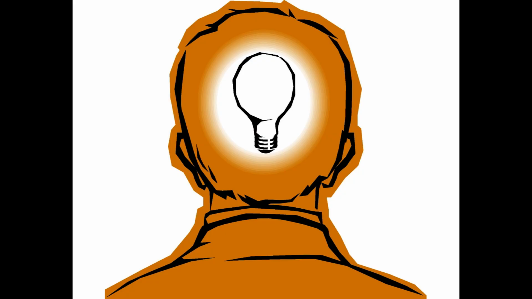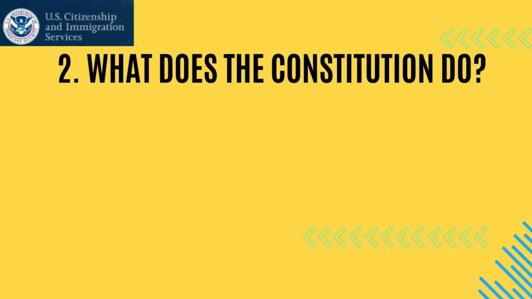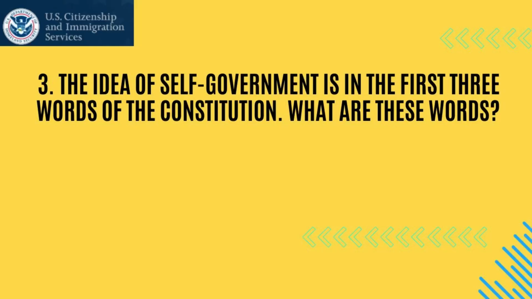Now try to remember. 1. What is the supreme law of the land? 2. What does the Constitution do? 3. The idea of self-government is in the first 3 words of the Constitution. What are these words?